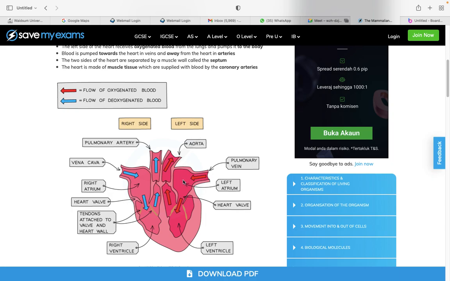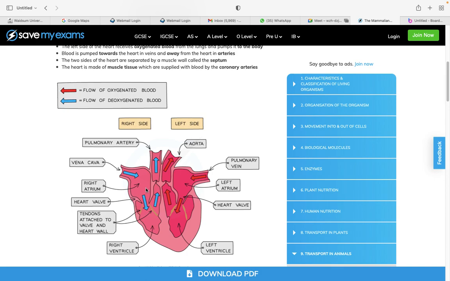There are four chambers of the heart. This one, the left atrium, is one chamber, and this is the left ventricle, the second chamber. Then this is the right ventricle, the third chamber. This is the right atrium, the fourth chamber. So the heart in mammals has four chambers: the left atrium, left ventricle, right ventricle, and right atrium.